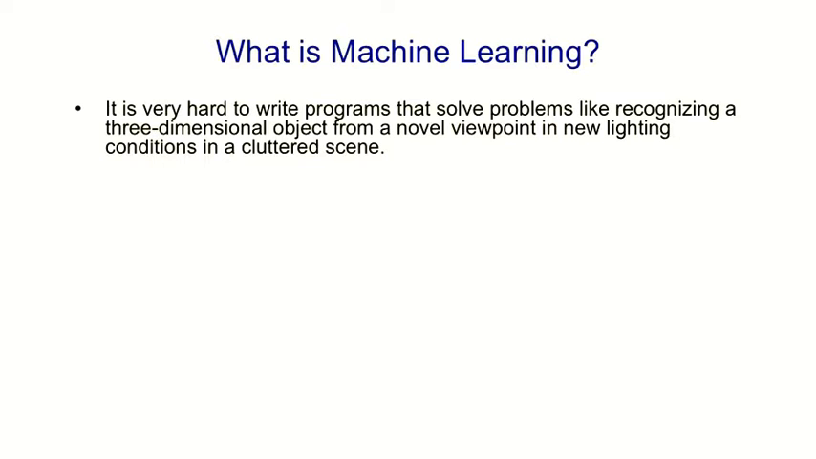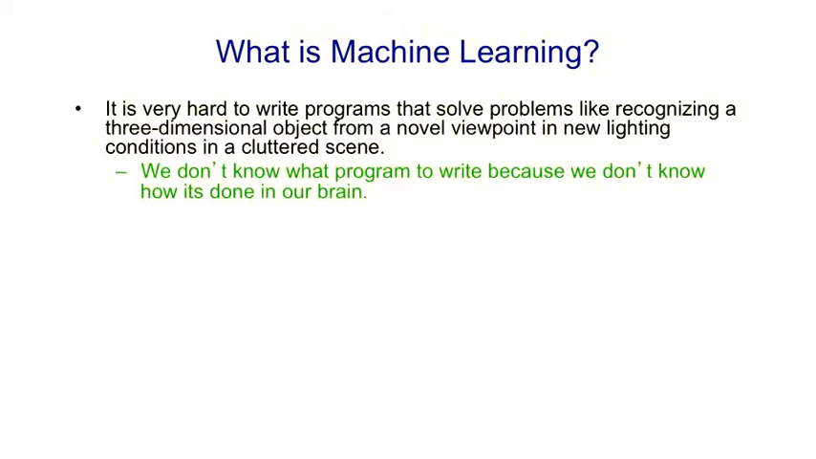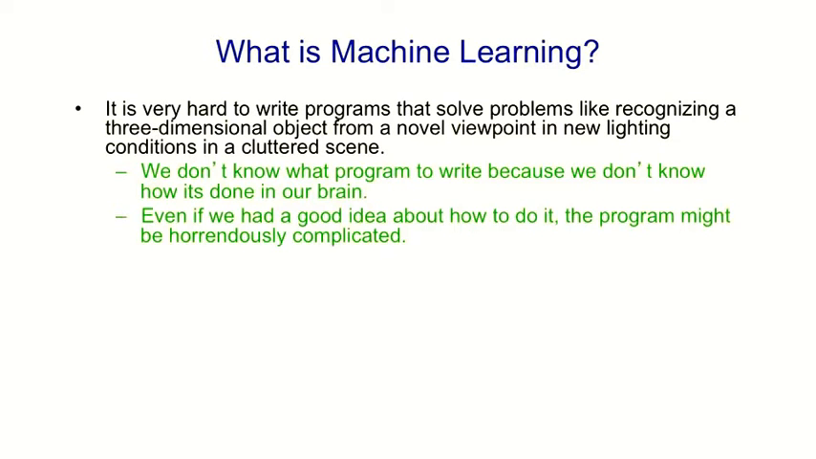So the reason we need machine learning is that there are some problems where it's very hard to write the programs. Recognizing a three-dimensional object, for example, when it's from a novel viewpoint, in new lighting conditions, in a cluttered scene, is very hard to do. We don't know what program to write because we don't know how it's done in our brain. And even if we did know what program to write, it might be a horrendously complicated program.